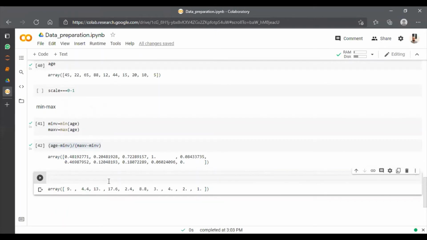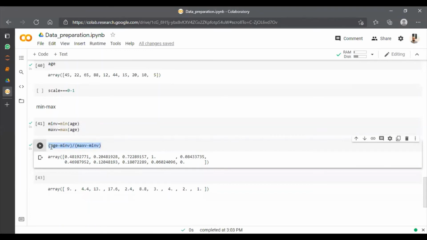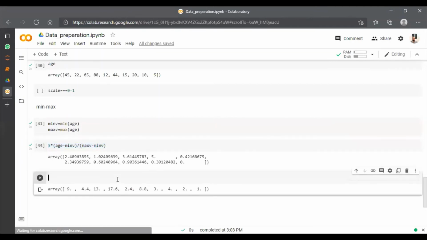Do you understand that? With this particular scale, we can just multiply this one by 5 because it's already between 0 and 1. If you multiply this by 5, it's going to scale it between 0 and 5. So, a 0 to 5 scale, in which the 5th scale is the highest scale, which is 88. Do you understand that? Okay, this is a very simple formula.